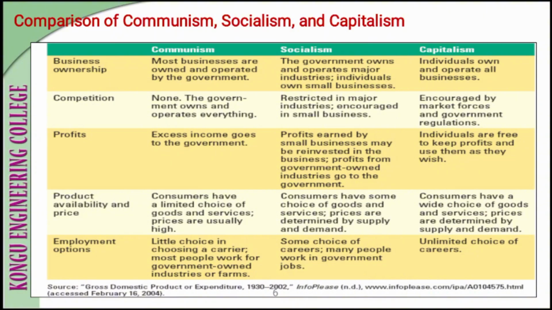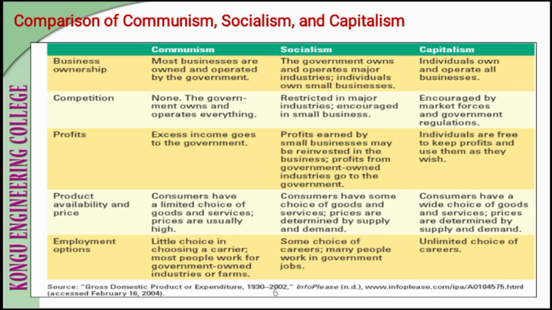Now the comparison of communism, socialism, and capitalism. All of you know communism. In engineering economics, we split it by business ownership. Communism means most of the businesses are run by the government, so all the industries will be run by the government. In socialism, most of the companies are run by the government, and individuals may run small businesses. In capitalism, individuals own and operate all the businesses. The USA is an example of capitalism, where all the individuals run and operate the business.